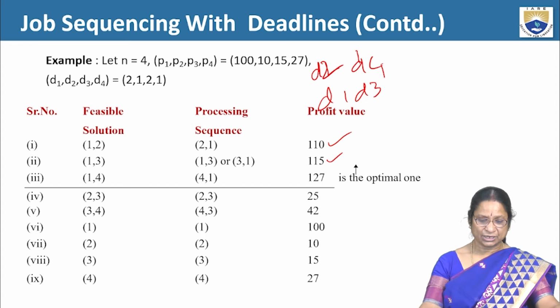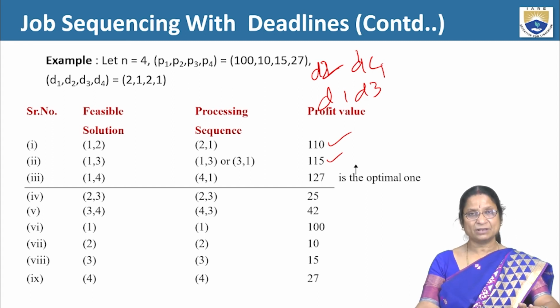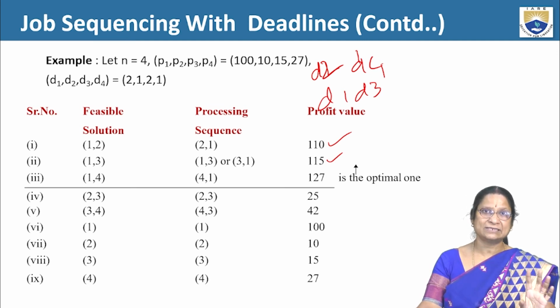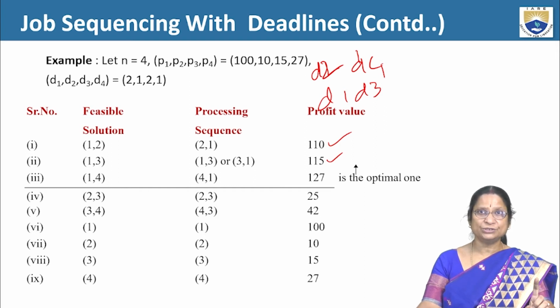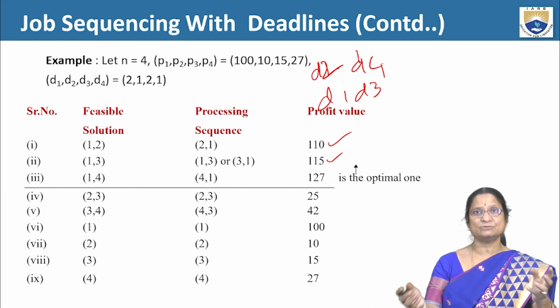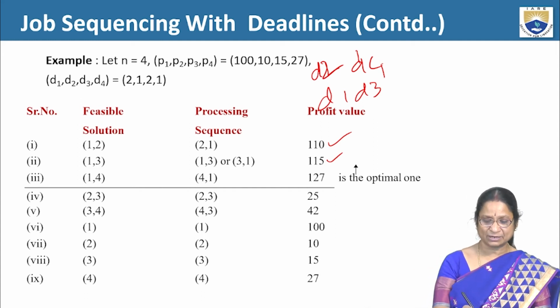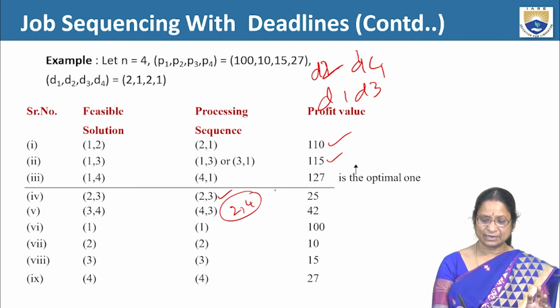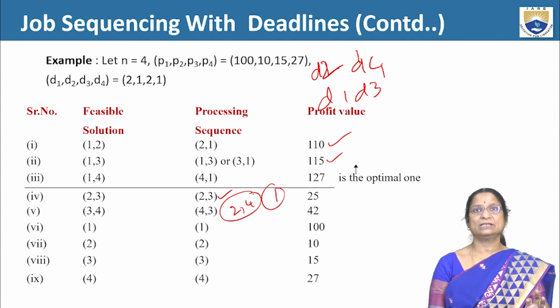And 2, 4 is not possible. Why? Because 2 is having deadline 1, 4 is also having deadline 1. So both cannot be completed at the same time. So only the 2, 4 combination is not possible. So 2, 3 is possible. 2, 1 is already considered. 2, 2 is not a considerable thing. Same job is considered. So 2, 3 is possible. And 2, 4 is not allowed because both are having deadline 1. We cannot complete both in the same unit of time.